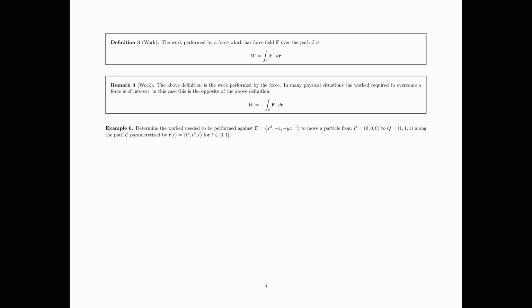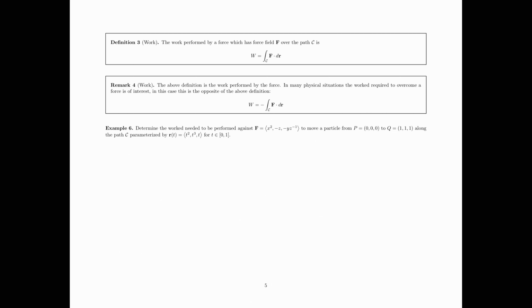All right, so let's take a look at example 6. Determine the work needed to be performed against this force to move a particle from the point P to the point Q along a path C parameterized by this for t between 0 and 1. So they give us 2 points here. Notice that if we plug the endpoints 0 and 1 into this, we'll get back those values. So in this case, it's the work needed to overcome the force.